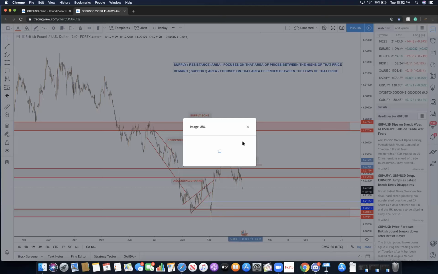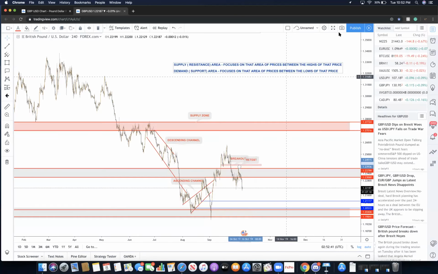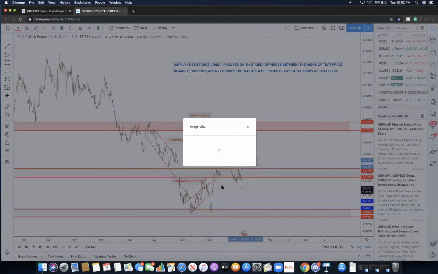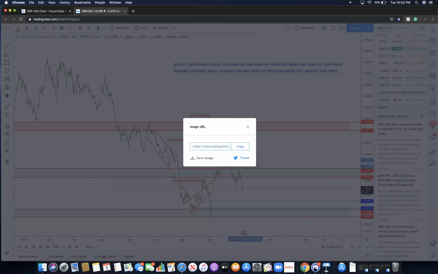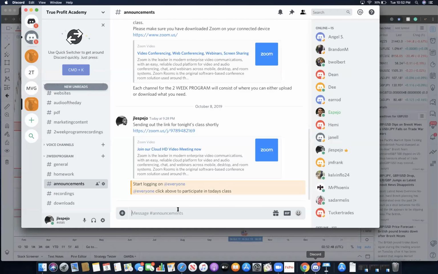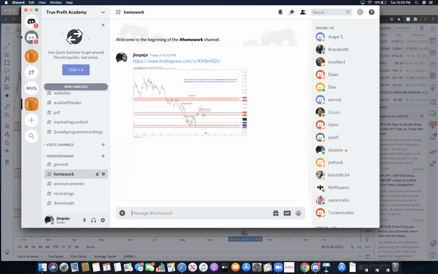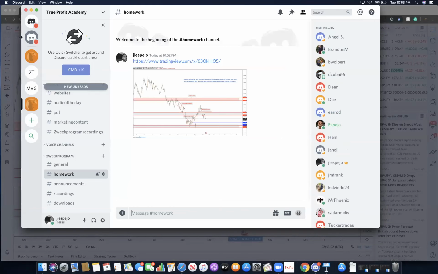If this thing loads. Copy your link and just place it on the homework channel of the 2-week program, and I'll be able to review it like that. If you want me to review your homework and you participate in the review of the homework, just tune in at 9 p.m. tomorrow. Before we start the class, I'll review everyone's homework. I will record it so that in case you can't make it, you can just watch the recording of the review of the homeworks before we start.